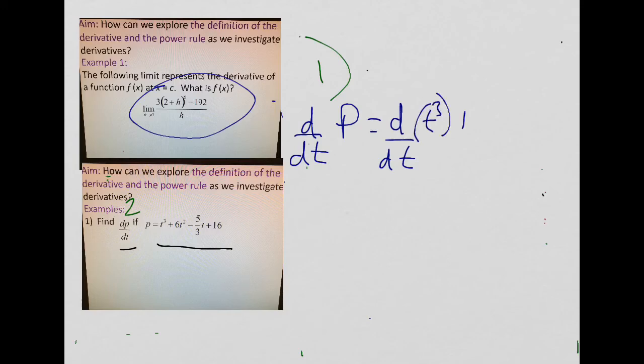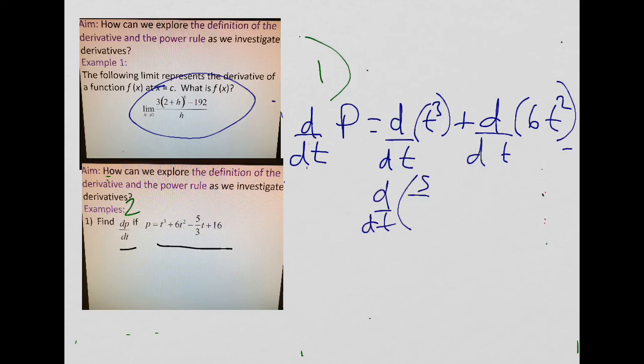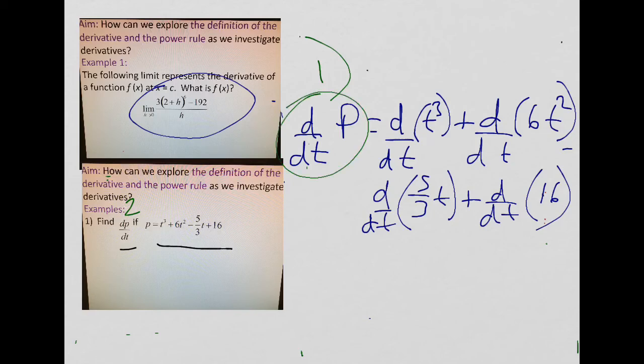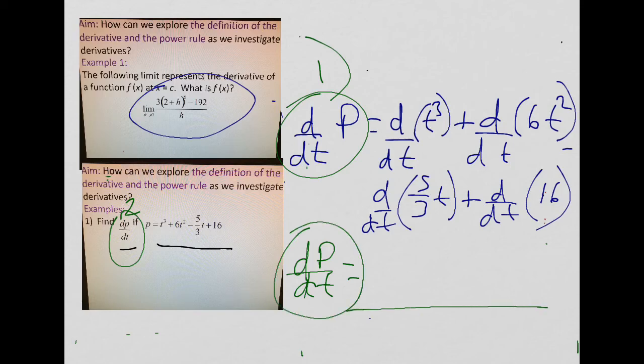And I'm going to run out of space quickly, so bear with me. Minus. Plus. Okay. So this together is going to be dp over dt, and that's what you needed to find. So we already know that that's what it's going to equal.